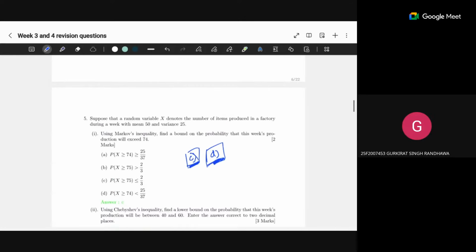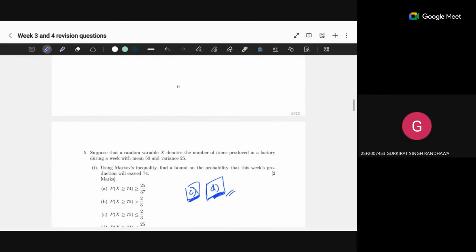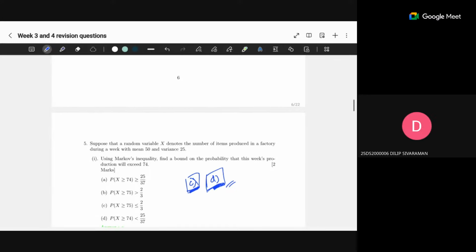Now you got the point? Those who were saying D option, got it? But wouldn't D also be right because it's 74? Exceed 74, so we should take 75. It is greater than 74, not equal to 74. It's the same question as given in the practice graded assignment. Okay. All right. Thank you.